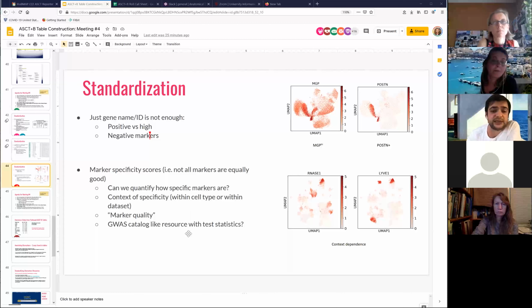So adding some kind of statistics or specificity scores in the marker tables would also be a nice idea. And I don't know if you discussed, but negative markers are also used sometimes in the literature. Yeah, so that's all we have.